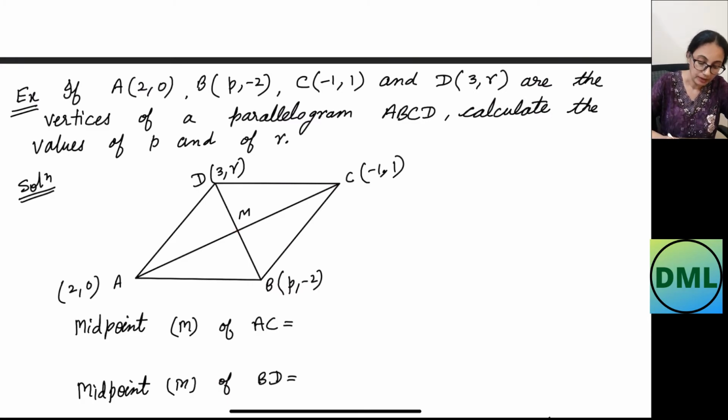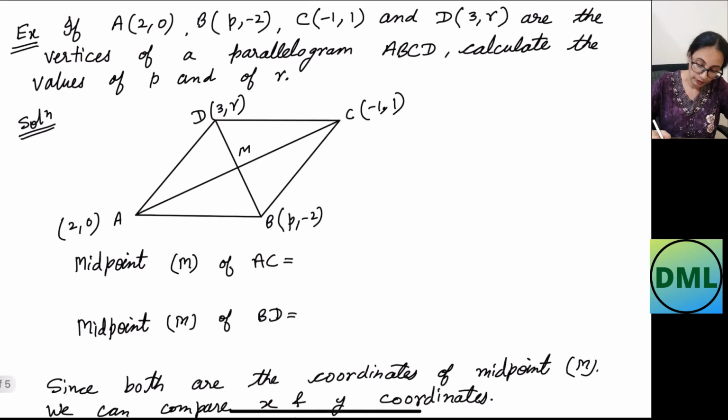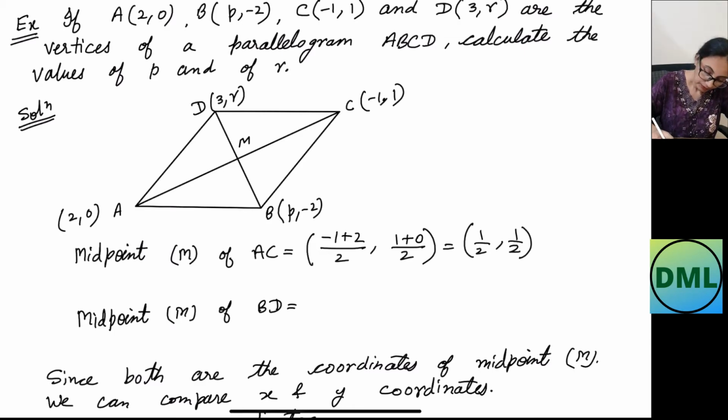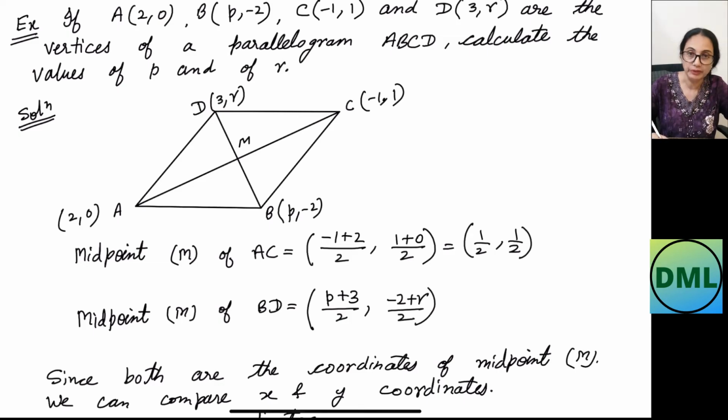Now let's find out the midpoint M. So midpoint M of AC is given by x1 plus x2 by 2, minus 1 plus 2 by 2, y1 plus y2, 1 plus 0 by 2. If I solve it here, it will be 1 by 2 and 1 by 2. Now midpoint M of BD. Let's apply the formula here: x1 plus x2 by 2, p plus 3 by 2, y1 plus y2, minus 2 plus r by 2. So this is the midpoint of BD.